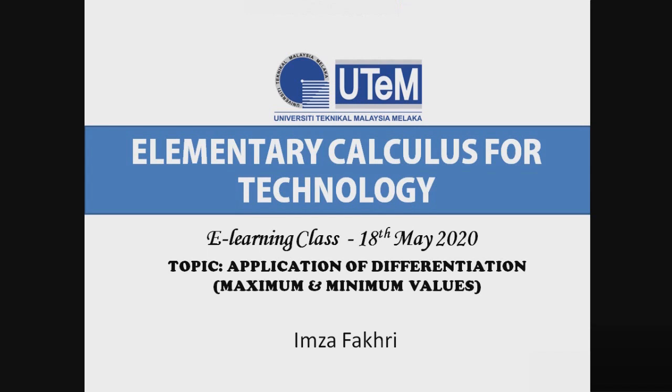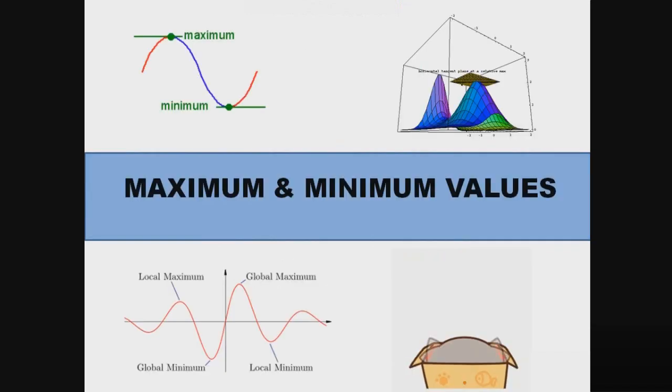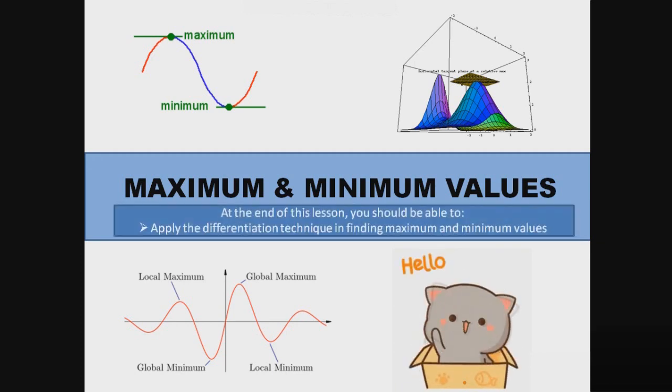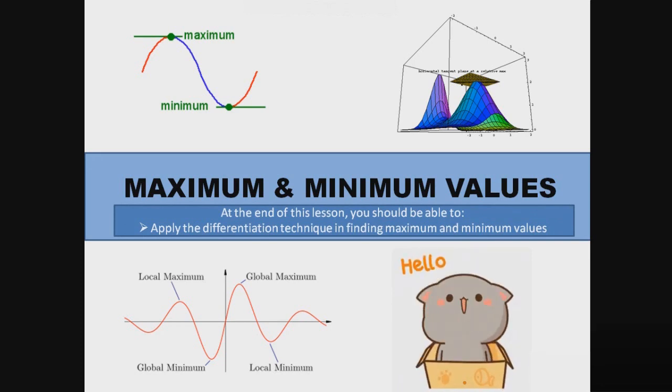Today in this video, we are going to continue and learn more about the application of differentiation, which today we focus on the maximum and minimum problems. As you know, we have already learned what differentiation is, how to solve it by using various techniques or formulas, and how it is very useful for solving real life problems. Today we are going to see what differentiation can tell us more about a function. At the end of this lesson, you should be able to apply the differentiation technique in finding the maximum and minimum values. So for now, let's get some practice in finding these values.